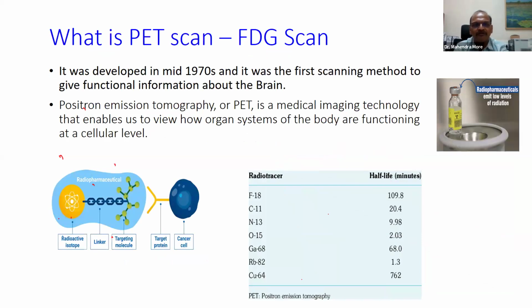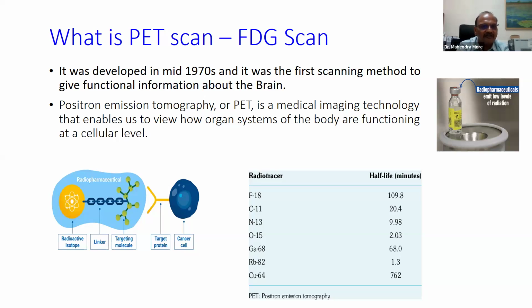So PET scan is positron emission tomography. Now, from where do we get the positron? So positron is from 18F, 18F fluorodeoxyglucose. So it is basically a glucose scan in the body. It was developed late in the 1970s and mostly used for brain studies. Positron emission tomography is a medical imaging technology that enables us to view how organ systems of the body are functioning at the cellular level.